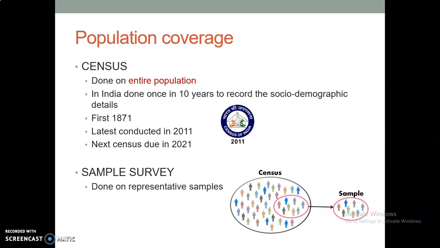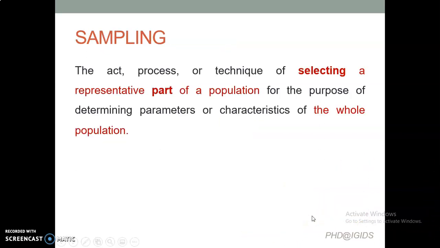Census is something which is done on an entire population. In India, it is done once in 10 years to record the vital statistics and socio-demographic details. It was first started in 1871, latest conducted in 2011, and the next was due in 2021, but due to the current pandemic, probably it has been postponed. But when it is done on a representative sample, it is known as a sample survey.